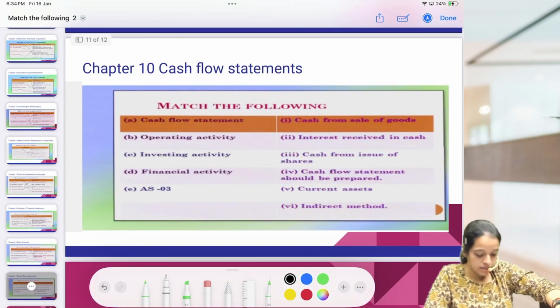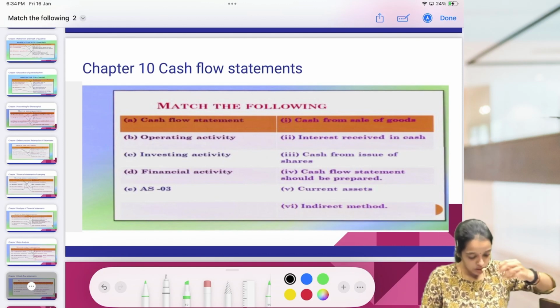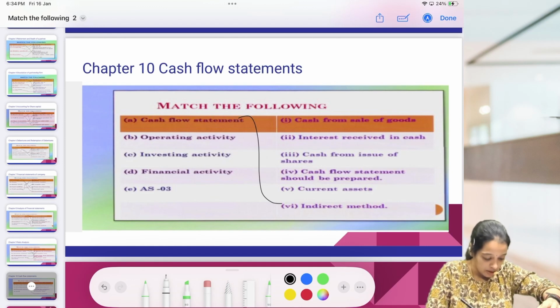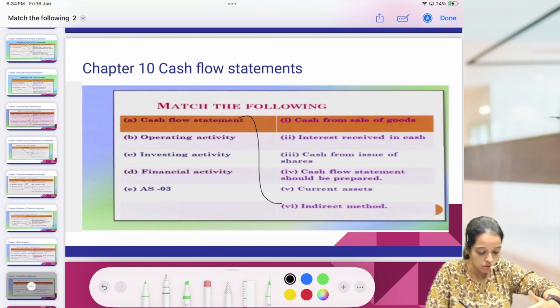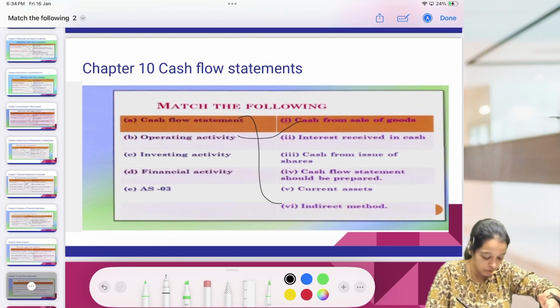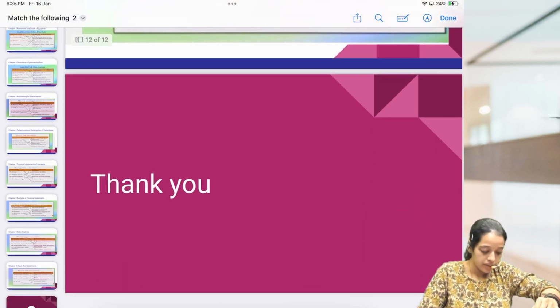Okay, yes, last chapter, that is cash flow statement. So the first question itself is cash flow statement here. So cash flow statement, that is indirect method. Then operating activity, basically the operating activity that happens in the day-to-day life of the business, right? So the answer can be this one, that is the first one, cash received from sale of goods. Investing activity, interest received in cash. Financing activity will be the cash that is going to be received from shares. AS3, that is the cash flow has to be prepared with the help of Accounting Standard 3.